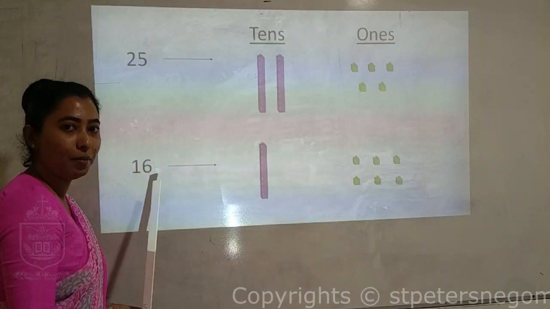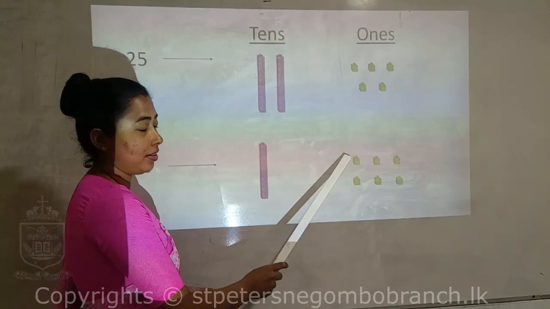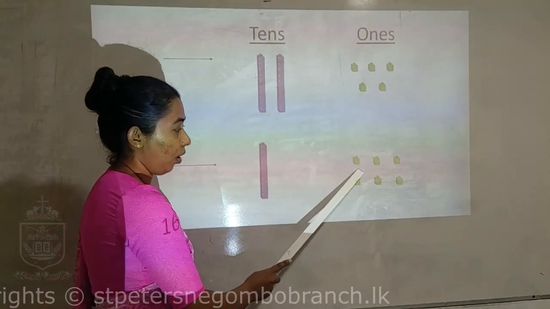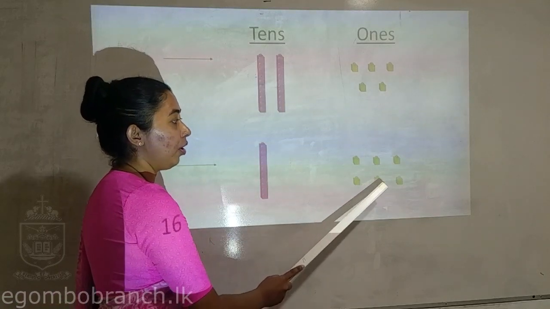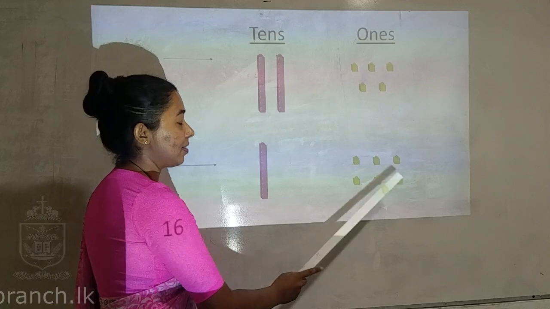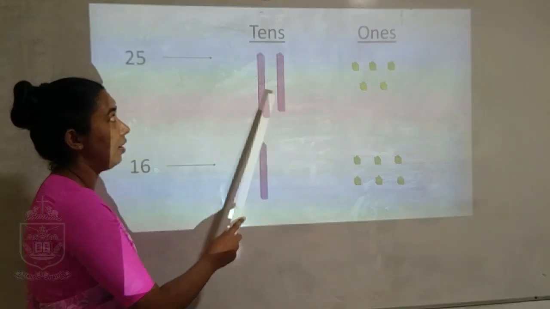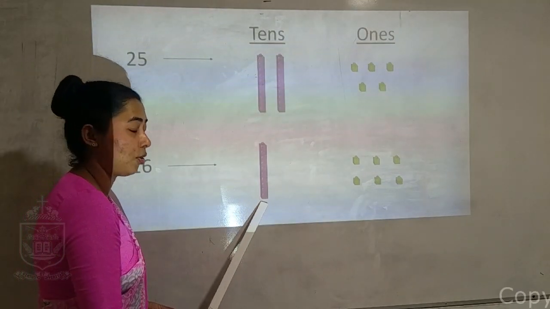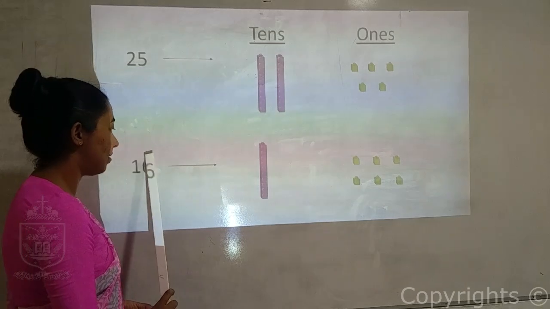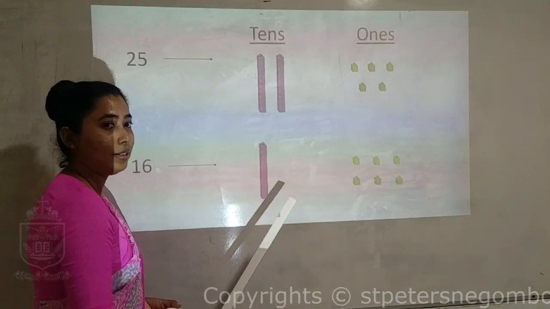Let's have a look at number 16. Let's count how many ones are here. 1, 2, 3, 4, 5, 6. In this number 16, there are 6 ones. Let's look at the tens. How many tens are here? There is only 1 ten. In number 16, there are 6 ones and 1 ten.